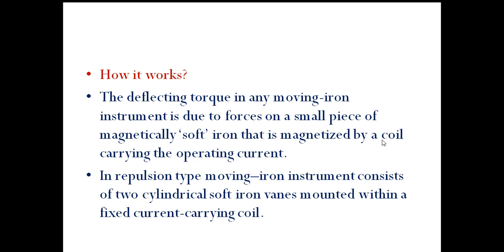And this meter works as the deflecting torque in any moving iron instrument is due to forces on a small piece of magnetically soft iron that is magnetized by a coil carrying the operating current. The repulsion type moving iron instrument consists of two cylindrical soft iron vanes mounted within a fixed current carrying coil.